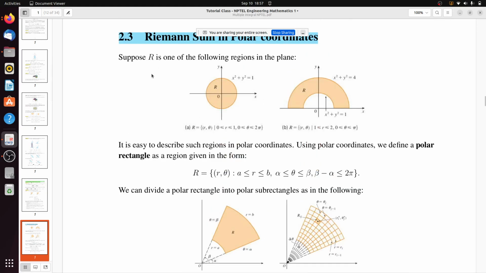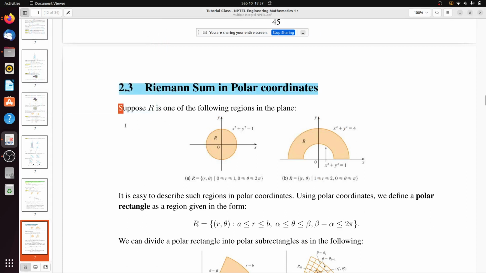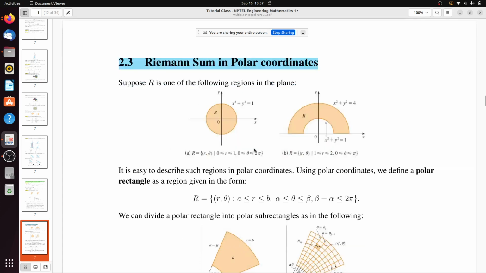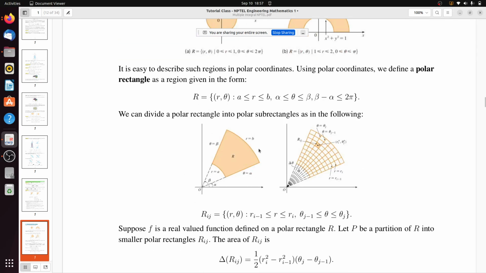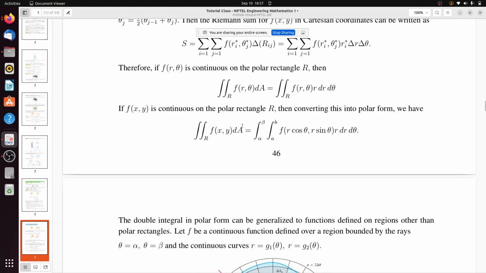There are some concepts here regarding how to handle Riemann sums in polar coordinates. I will upload the notes, no worry. You just go through them, to see how you construct the mesh in polar coordinates and how you handle these things in the r theta plane.